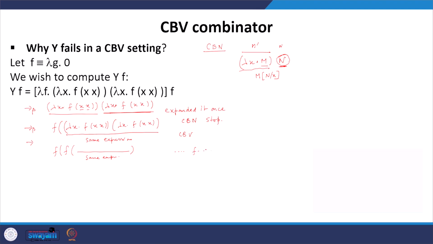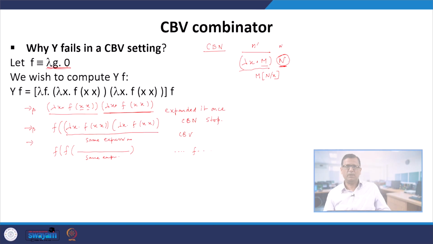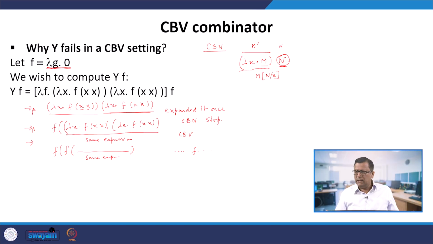That means as if this f that we had, we have never used it. F of something, that argument has never been evaluated. So f was never evaluated. So that means that if we want to use Y in a CBV setting, it will not work. That is why we said that the Y combinator has been designed to work in a call by name setting. If we apply it to a call by value setting and we think that it is also going to work, no, it is not going to work. It is because of this.